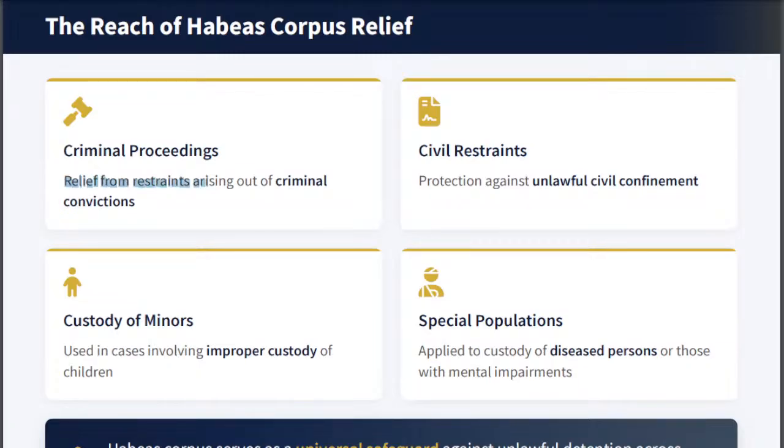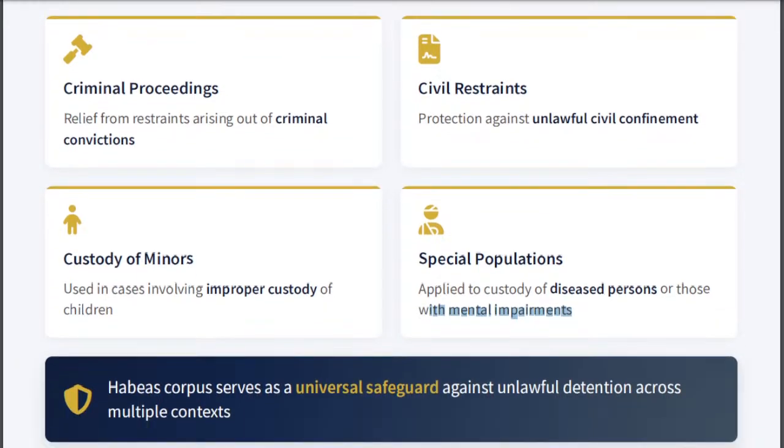The reach of habeas corpus relief. Criminal proceedings: relief from restraints arising out of criminal convictions. This is part of the reach of habeas corpus. Civil restraints: protection against unlawful civil confinement. Custody of minors: used in cases involving improper custody of children and special populations. Applied to custody of diseased persons or those with mental impairments. Habeas corpus serves as a universal safeguard against unlawful detention across multiple contexts.